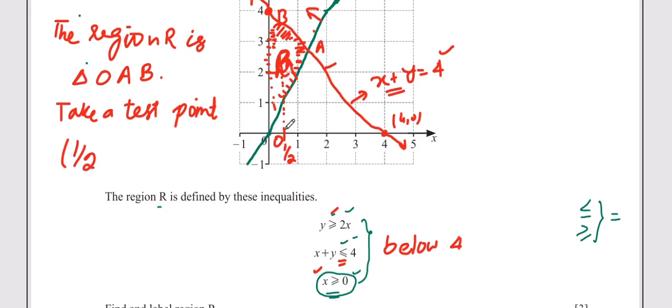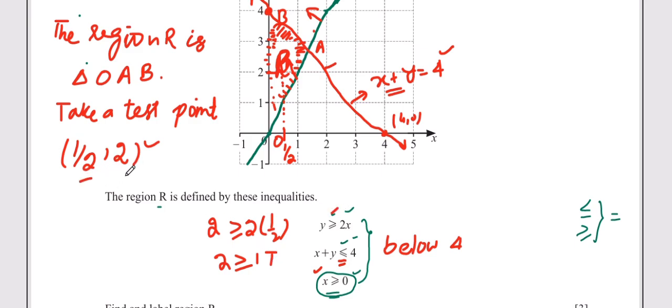So if we take x is equal to 1 by 2 and y is equal to 2, then clearly this point lies in this region R. Now you can check whether this point satisfies our inequalities or not. The first inequality is y greater than or equal to 2x. If you put y is equal to 2 and x is equal to 1 by 2, this becomes 2 greater than or equal to 1. Is this true? Yes, this is true. So this point satisfies the first inequality.